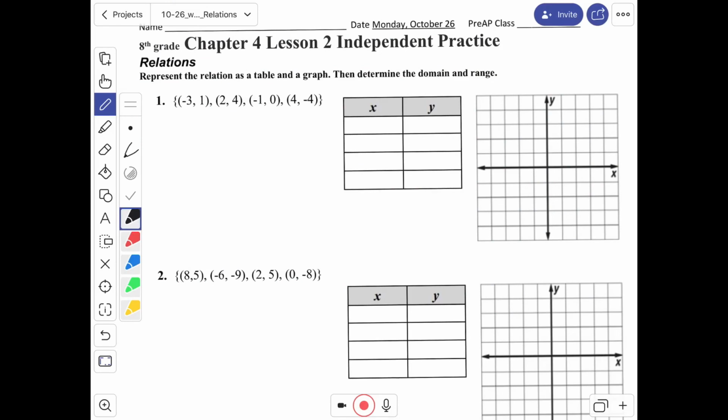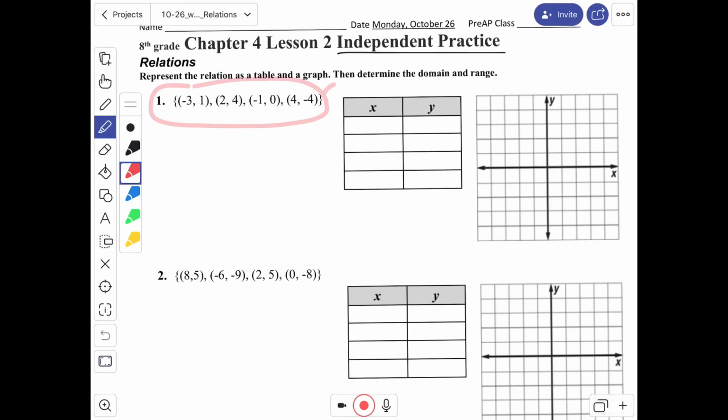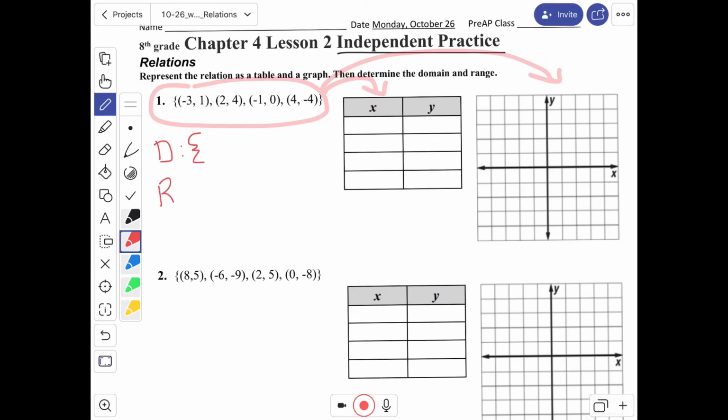Let's look at the independent practice that you're supposed to be doing today. It says you're supposed to represent the relation as a table and a graph, then determine the domain and range. So you're going to take these numbers and put them in this chart and then put them on this graph. And don't forget to also write them as domain and as range. So let's do this first one and write it as domain. Domain is the X, that's the first number, and you have to put it in order from least to greatest.